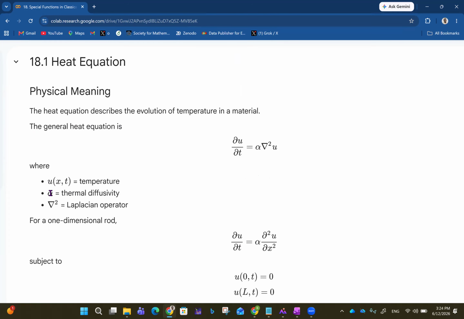Then you have alpha, which is the thermal diffusivity. That is a measure of how well heat spreads in the medium, whether it is wood, metal, or anything like that, and it should vary for different kinds of materials. Then you have del squared, which is the Laplacian operator. For a one dimensional rod, partial u partial t will just be alpha d squared u dx squared. But if it is two dimensional, it will be alpha times partial squared u partial x squared plus partial squared u partial y squared, and so on.